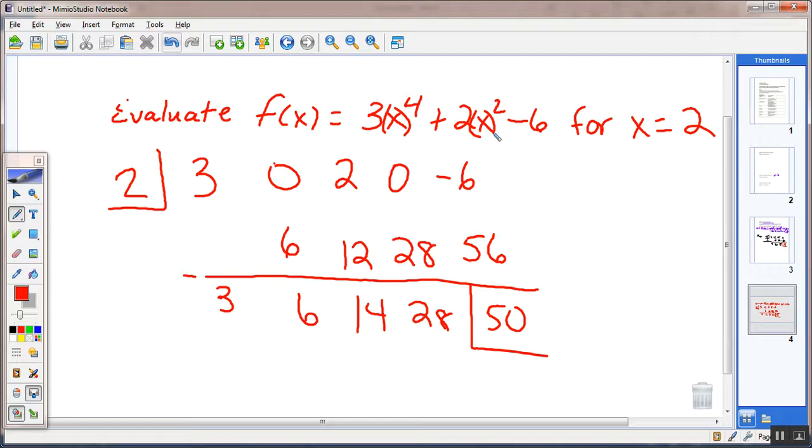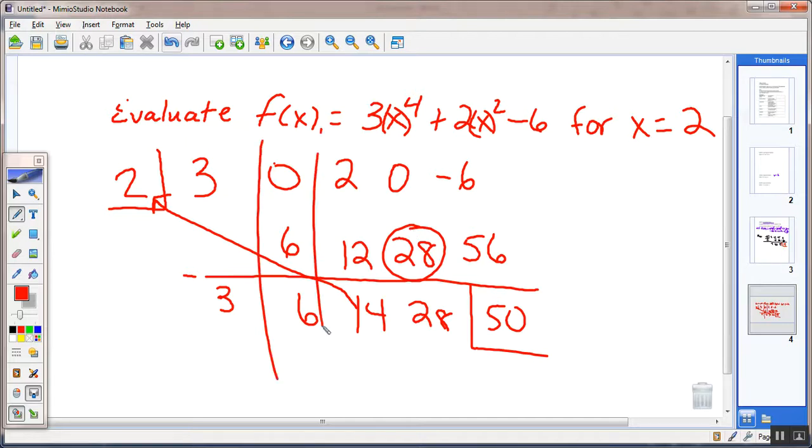Where did 28 come from, kids? Sam, I took the 14 times what? 2, and that moves me to my next value right up here, okay? And we're always doing what with these columns, kids? Always adding them up, all right?